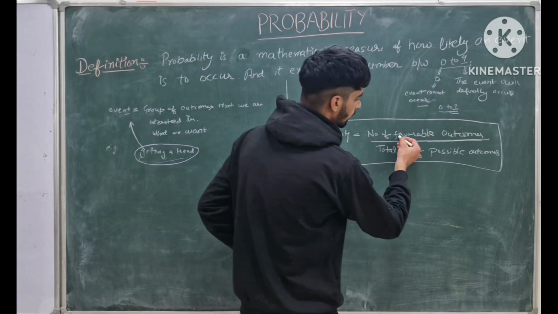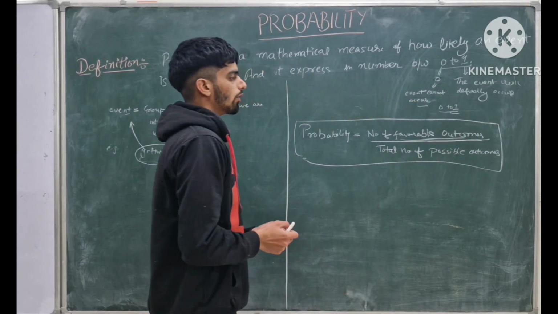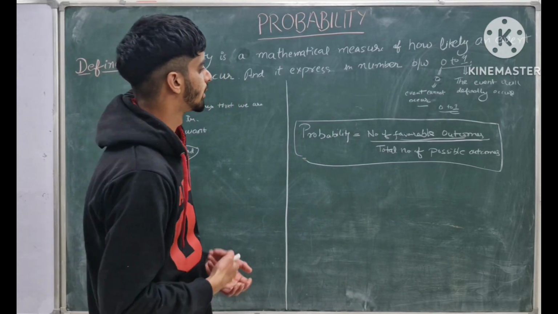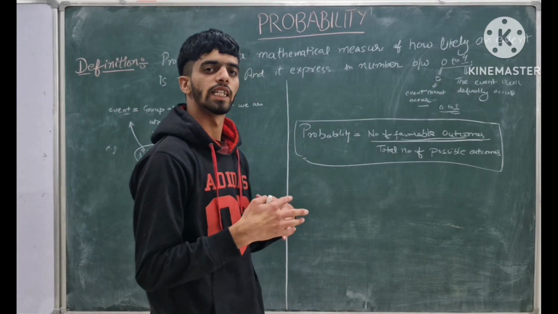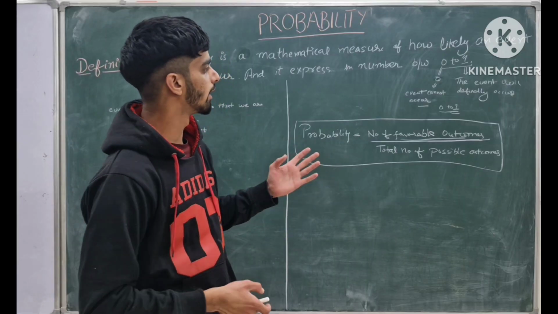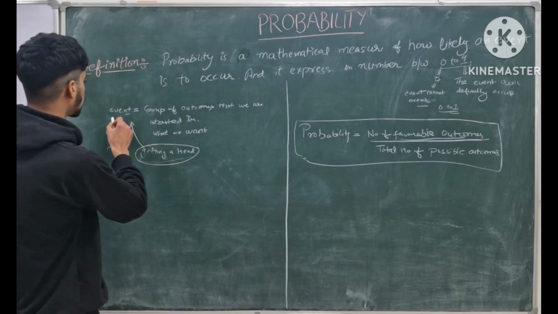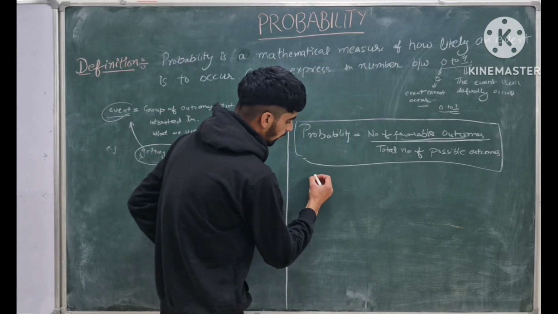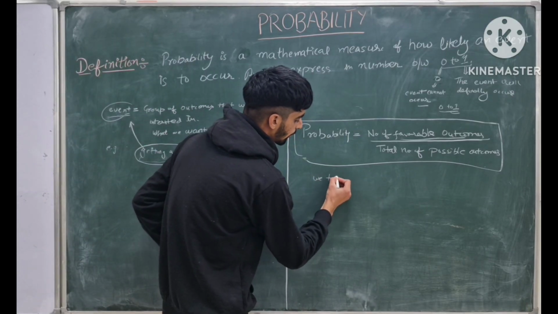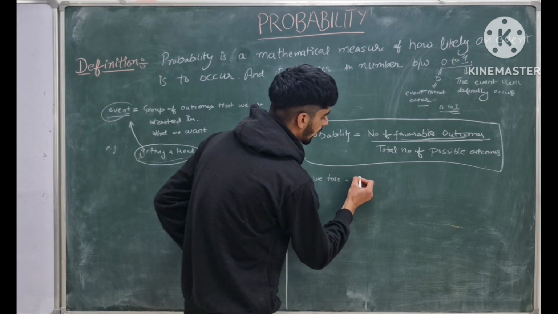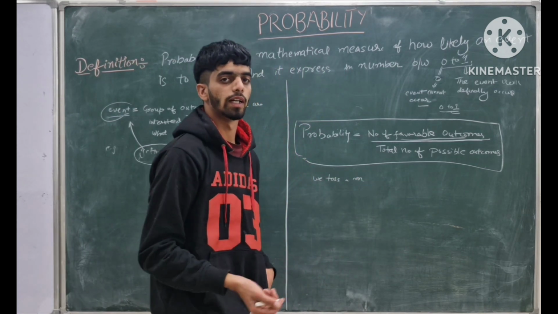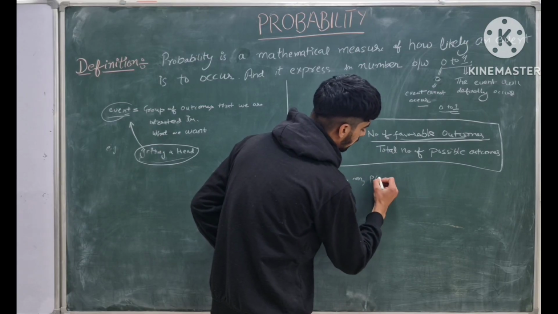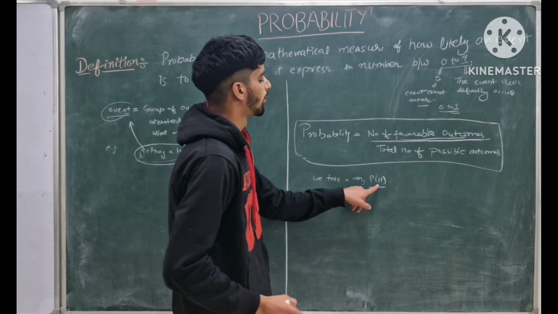Here we use the term favorable outcome. So what is the meaning of favorable outcome? A favorable outcome is just a set of outcomes that satisfy our event. This means that, let's say we toss a coin and we want the probability of getting a head.